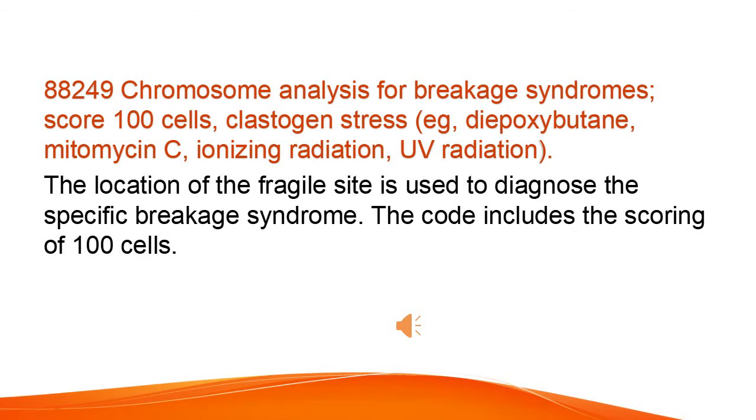Chromosome analysis for breakage syndromes, score 100 cells, clastogen stress, e.g., diepoxybutane, mitomycin C, ionizing radiation, UV radiation. The location of the fragile site is used to diagnose the specific breakage syndrome. The code includes the scoring of 100 cells.